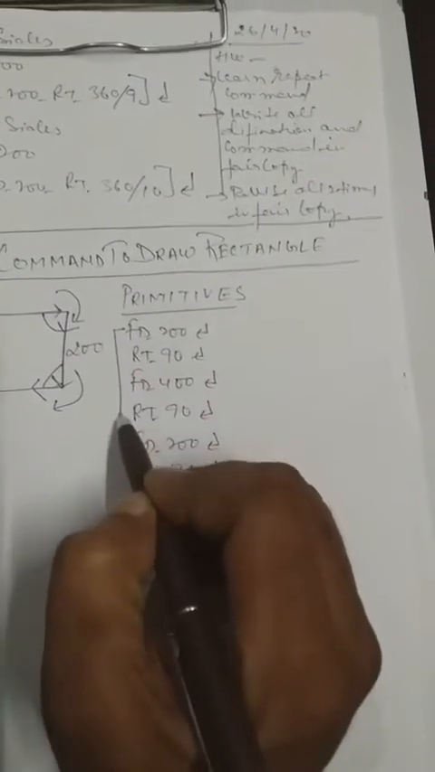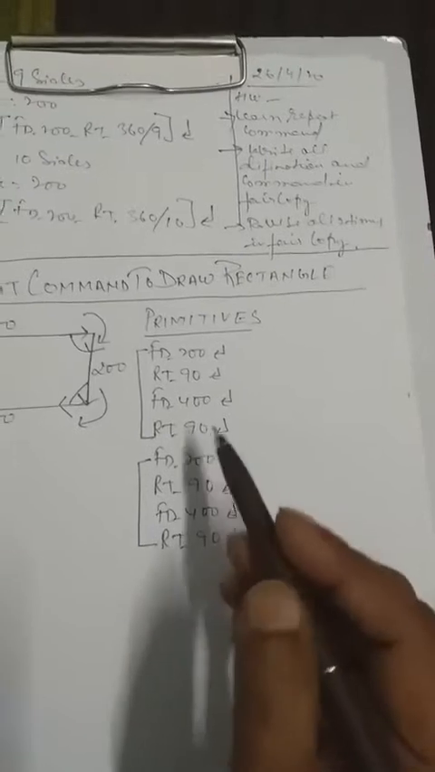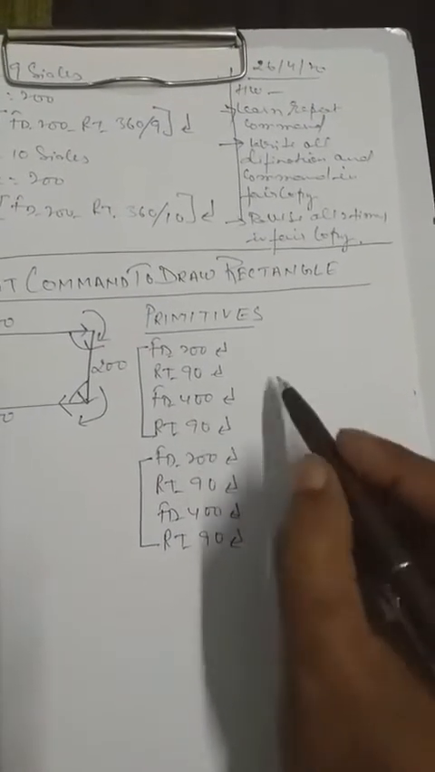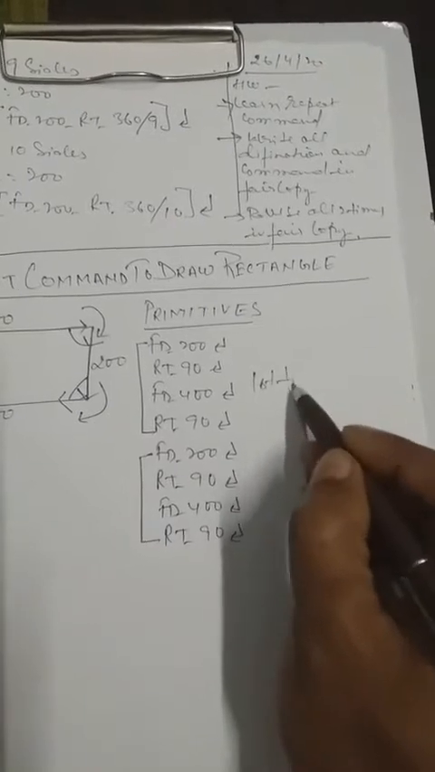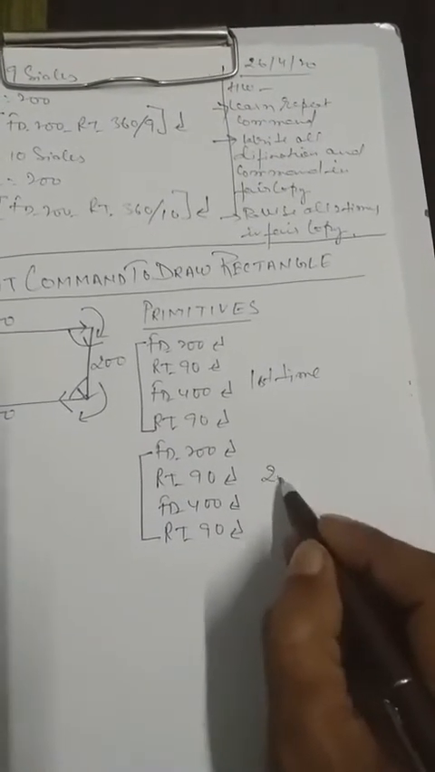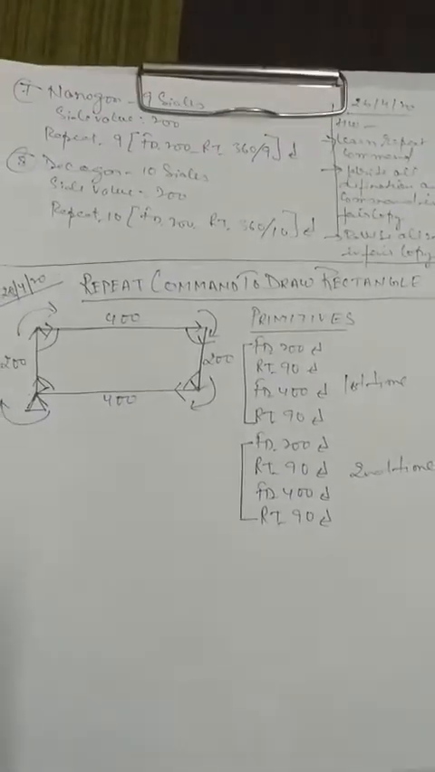If you follow this command, my dear children, then you will come to know that these 4 commands we are repeating 2 times. You can see here FD 200 RT 90, FD 400 RT 90. This is the first time. And again FD 200 RT 90, FD 400 RT 90. This is the second time. So we are repeating 4 commands 2 times.